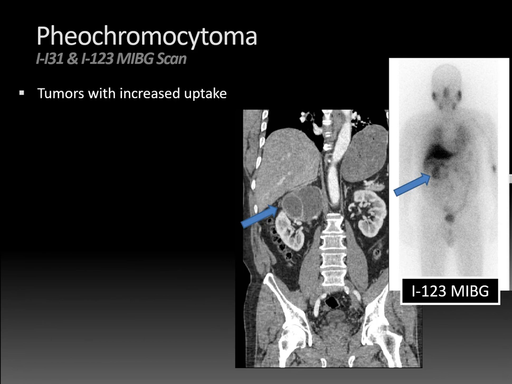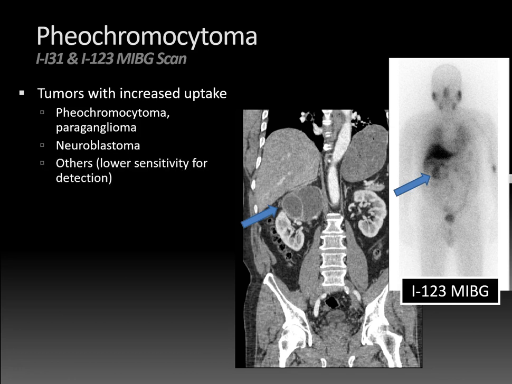So there are certain tumors that will show increased uptake on an MIBG scan, typically pheochromocytoma and paraganglioma, as in this case, but also neuroblastoma, which is a pediatric adrenal tumor. Other tumors can also show uptake, but they have a lower sensitivity for detection on MIBG scan. That includes carcinoid tumor and medullary carcinoma of the thyroid.